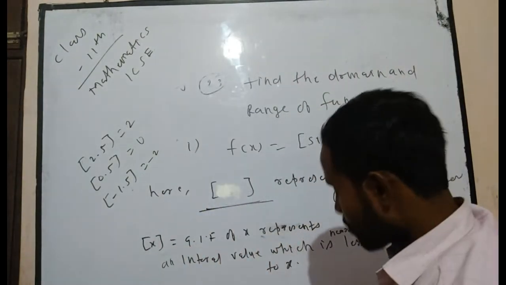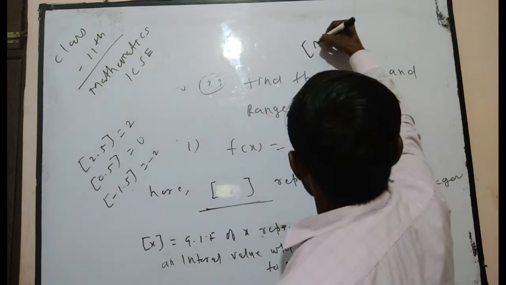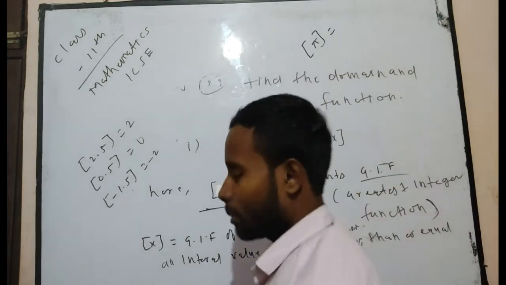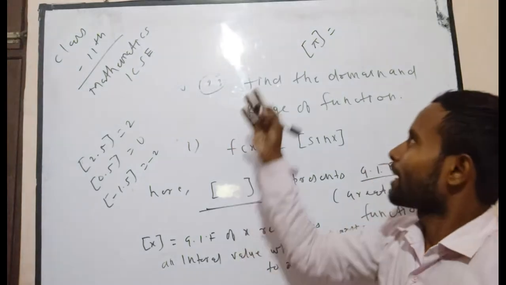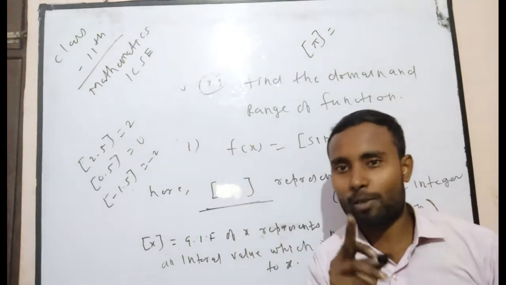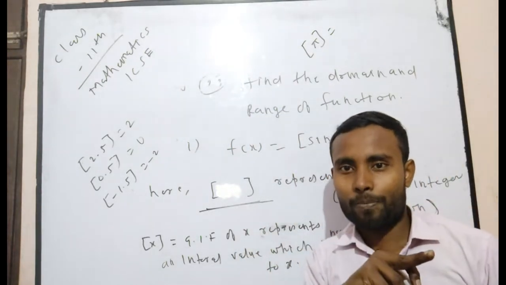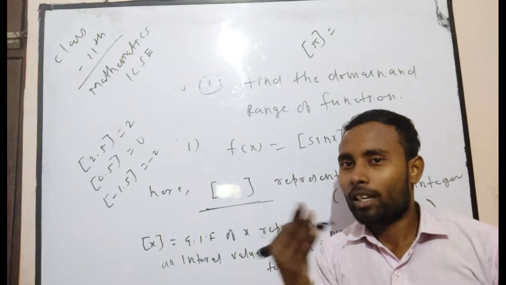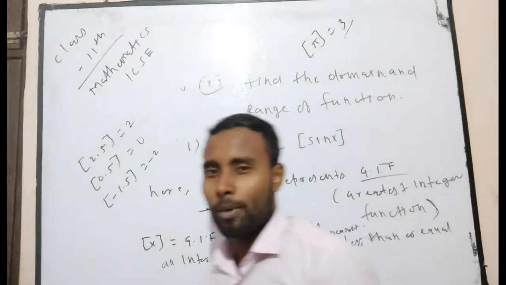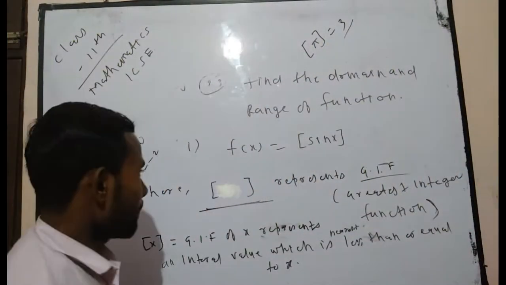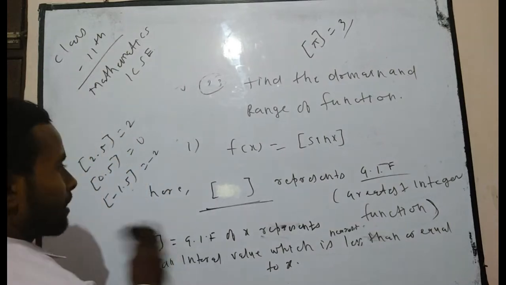Similarly, if I want to find the greatest integer function of pi, what can you say about it? What will be the value? It is very simple. As you know, the approximate value of pi is 3.14. If you take 3.14, then its value will be 3, because the nearest lower integral value is 3. This is the definition of greatest integer function.